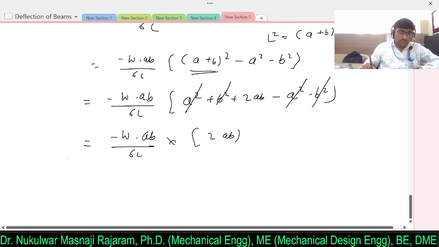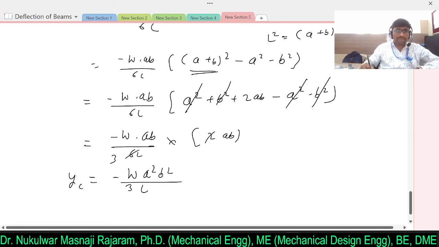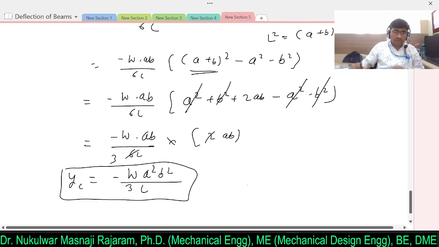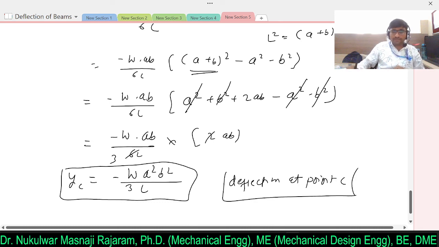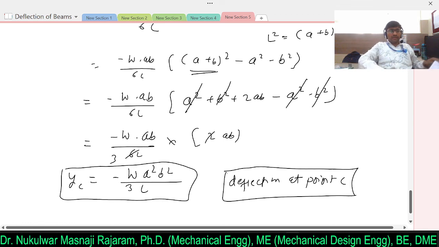Clear? So I can say deflection at point C will be minus W A square B square, divided by 3L. So 2 gets cancelled. Clear? So this will be the deflection at point C. Clear? So this is a very, very important derivation we have seen, that is Macaulay's method.